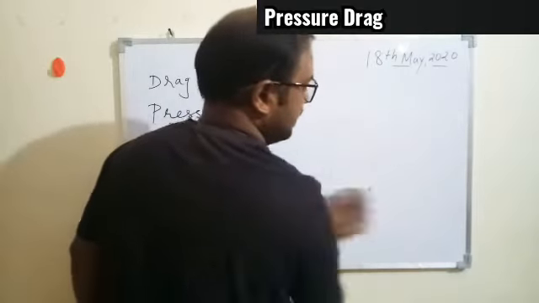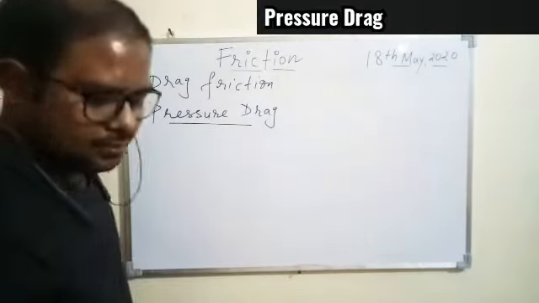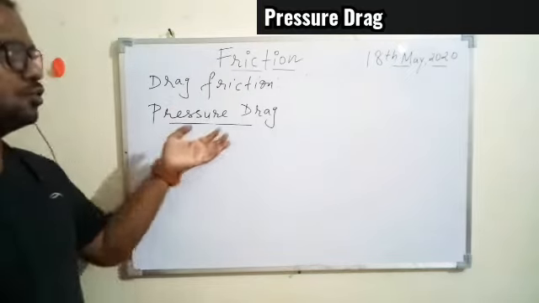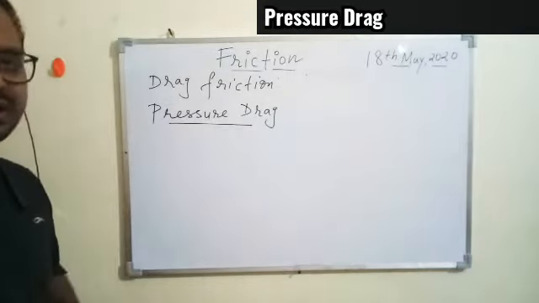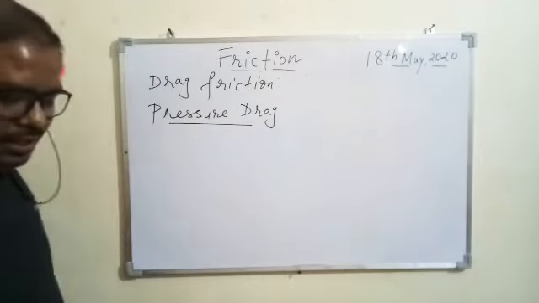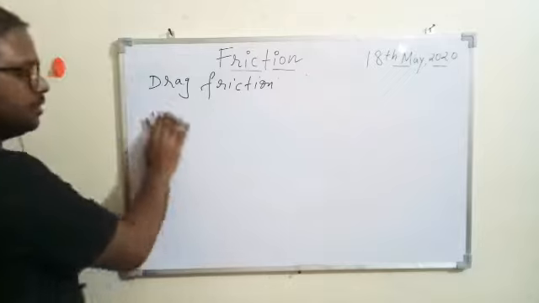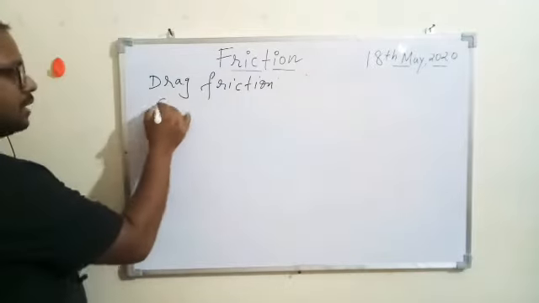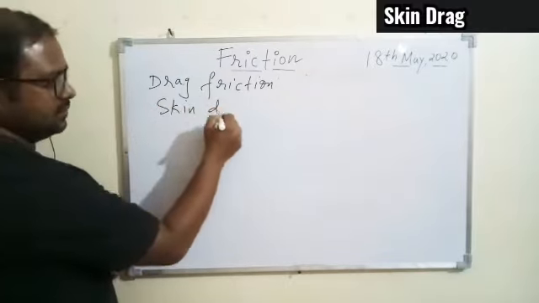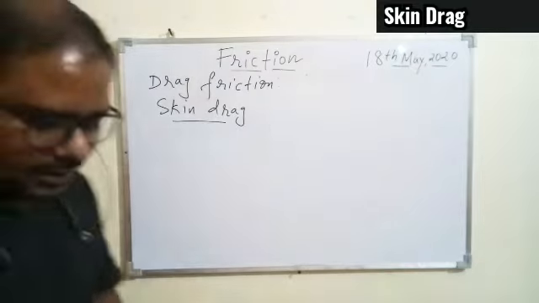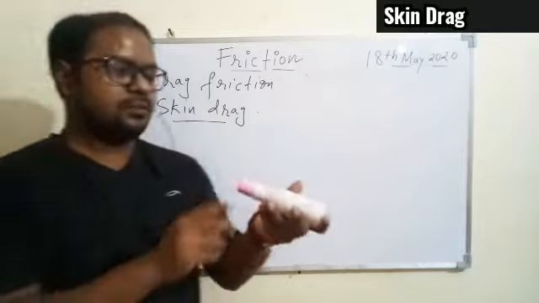So overall, the drag is just because of the molecules. Molecules interact with each other, so we'll talk about that later on. Now let's go for the next type of drag we have, sorry, that is skin drag.